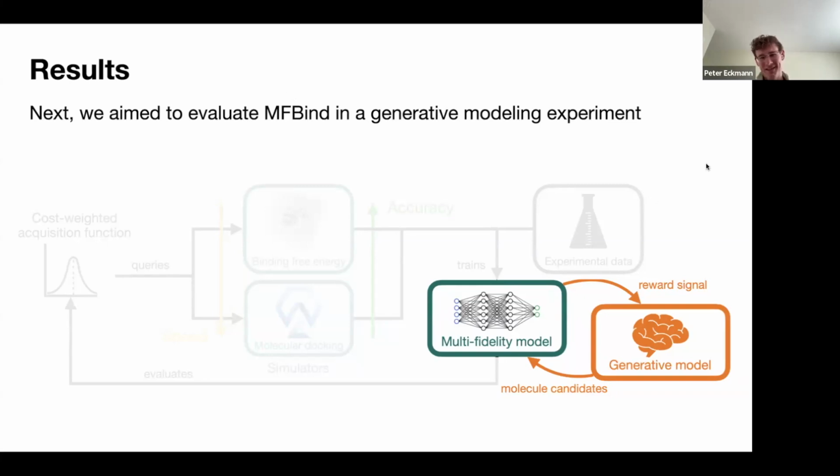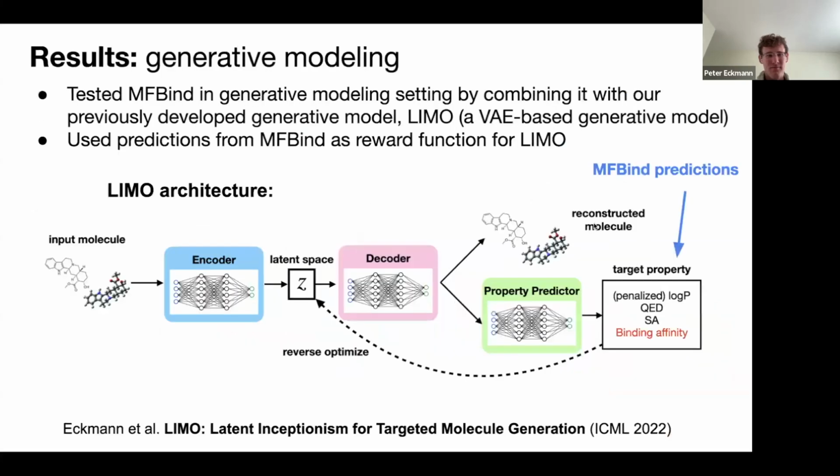Okay, so next we aim to evaluate MFBind in a generative modeling experiment. This is where we compare it with docking. We tested MFBind in a generative modeling setting by combining it with our previously developed generative model, which is Limo, a VAE-based generative model. The way we combined it is that we use the predictions from MFBind as a reward function for Limo. This is an overview of the Limo architecture.